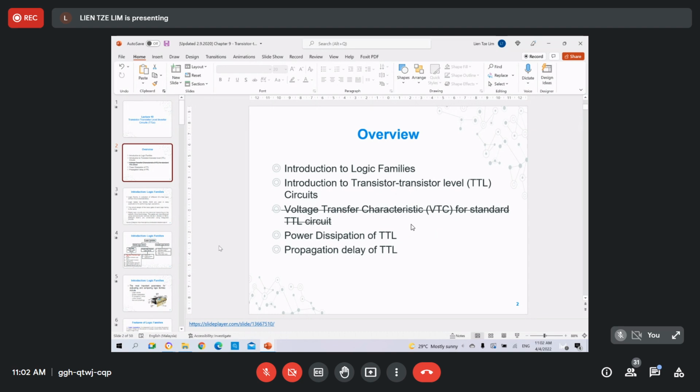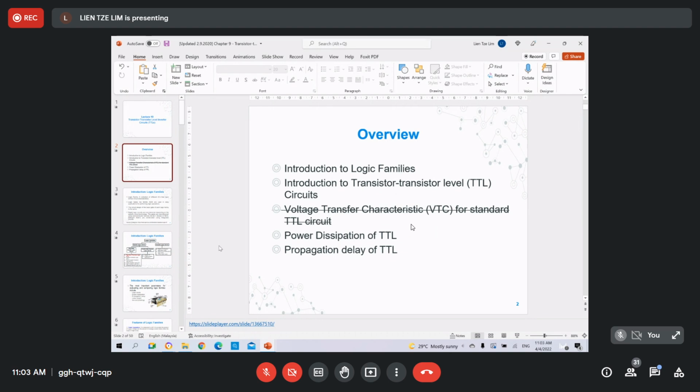There are different types of logic circuit under logic family. So the logic family will be introduced to you, to give an overview of which types of logic circuit are under logic families. And then an introduction to transistor level circuit.